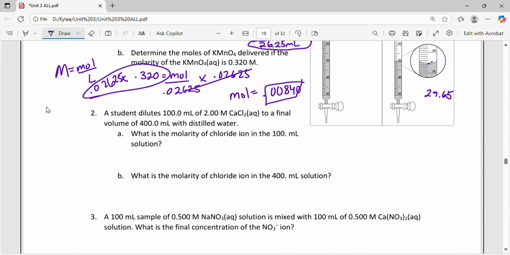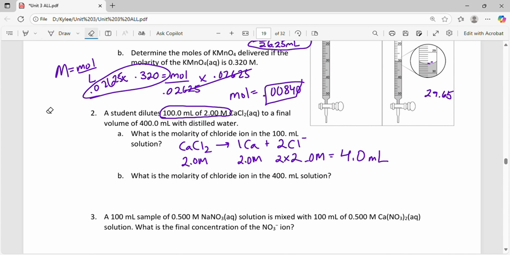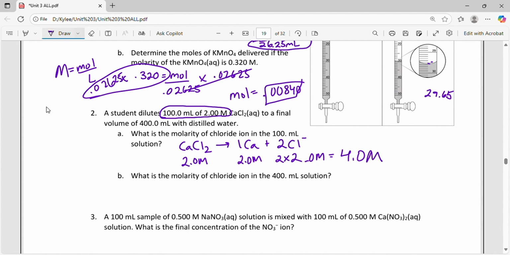Next, we have a student who dilutes 100 mL of 0.2 molar calcium chloride to a final volume of 400 mL with distilled water. They want us to determine what is the molarity of specifically the chloride ion in the 100 mL solution, which is my initial. So remember, and we talked about this a second ago, calcium chloride, for every 1 calcium, we get twice as many chlorines. So if this is a 2 molar solution, calcium is going to be 2 molar, but we have twice as many chlorines. So in that solution, I'm going to have a concentration of chloride as 4 molar.